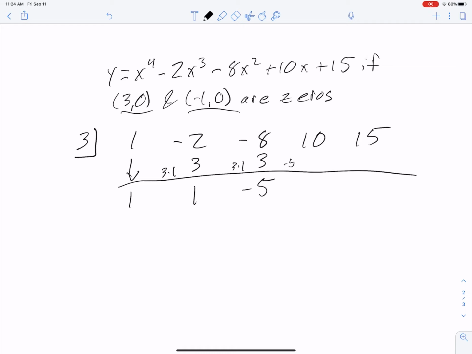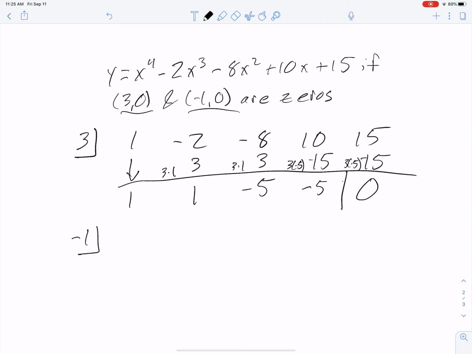Negative 5, pardon, I'm going to change that. 3 times negative 5 gets me negative 15. 10 minus 15 is negative 5. And then 3 times negative 5 again gets me negative 15, which gets me a remainder of 0. Again, something I would be able to predict because I told you these are zeros.